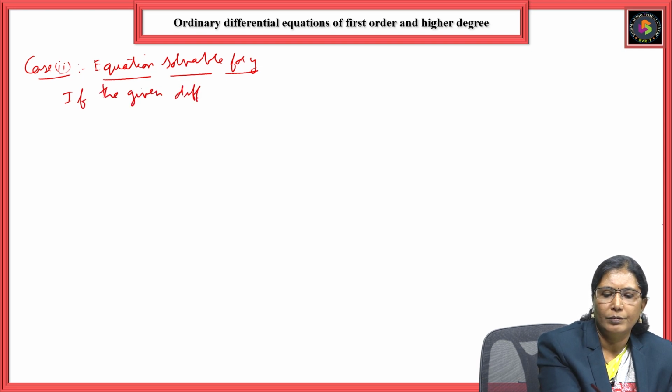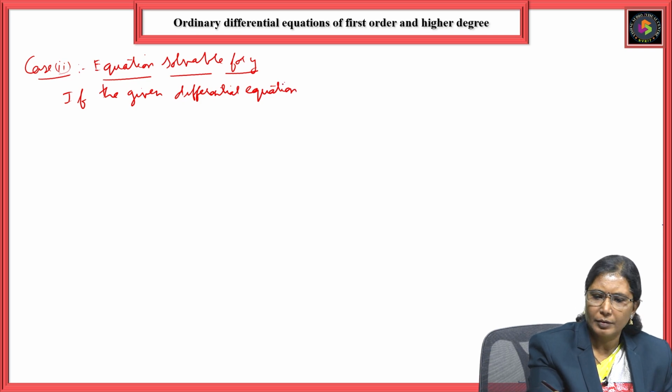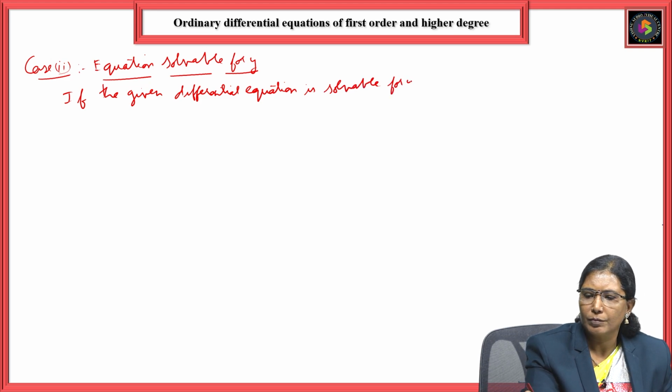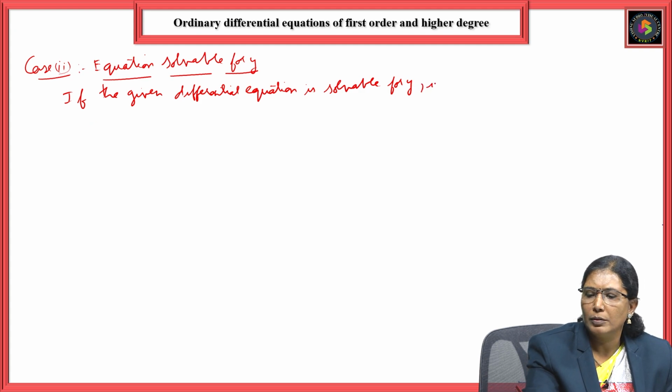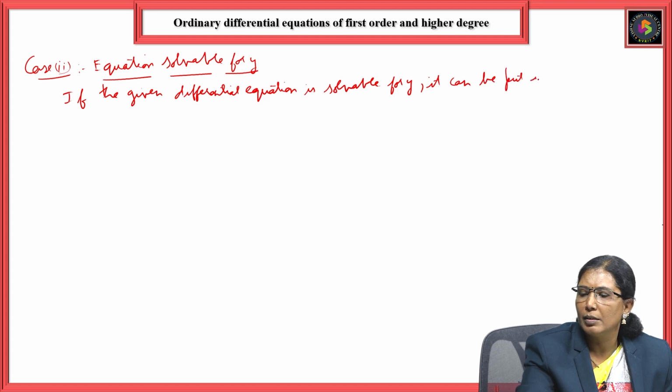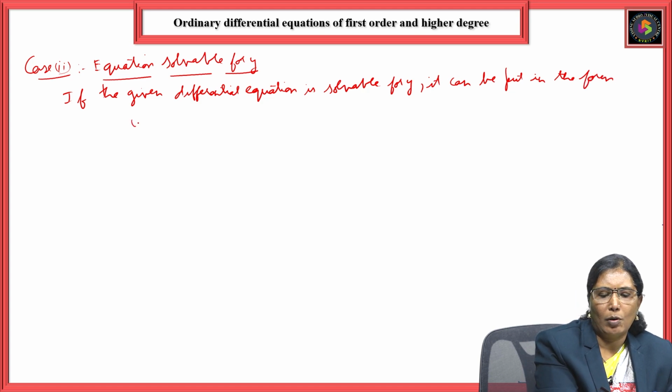If the given differential equation is solvable for y, it can be put in the form, y is equal to f of x comma p.